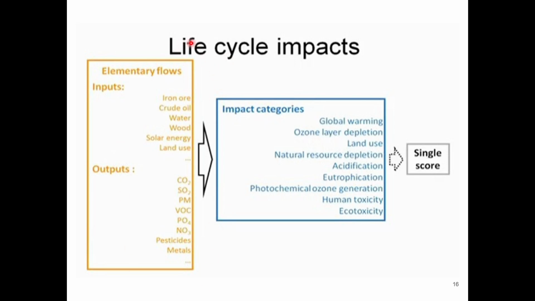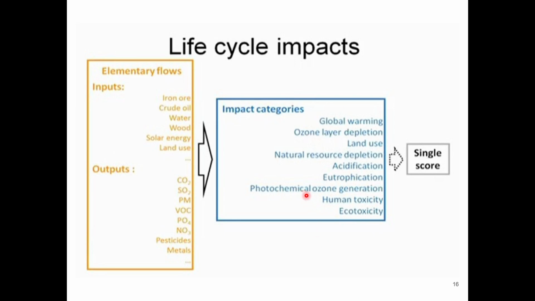After going through this, we select the various impact categories associated with those inputs and outputs, and then we try to find a single score out of the impact categories we have selected. These impact categories can be of various forms: global warming, ozone layer depletion, land use, natural resource depletion, acidification, eutrophication, photochemical ozone generation, human toxicity, ecotoxicity. All flows may not result in all of the above.